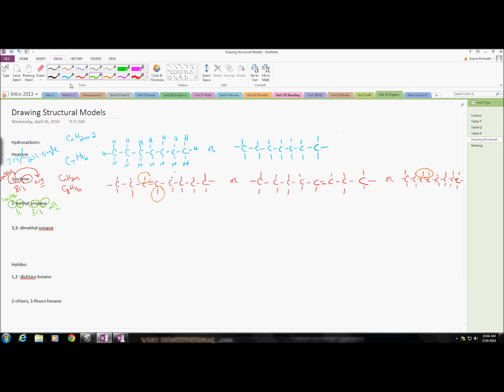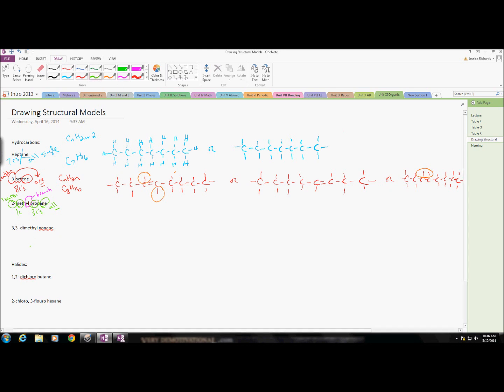And the only thing left in this name then is this lovely YL right here. YL is going to mean a branch. That's going to be an open bond that doesn't have a hydrogen on it, so it's going to have to be attached to another carbon.